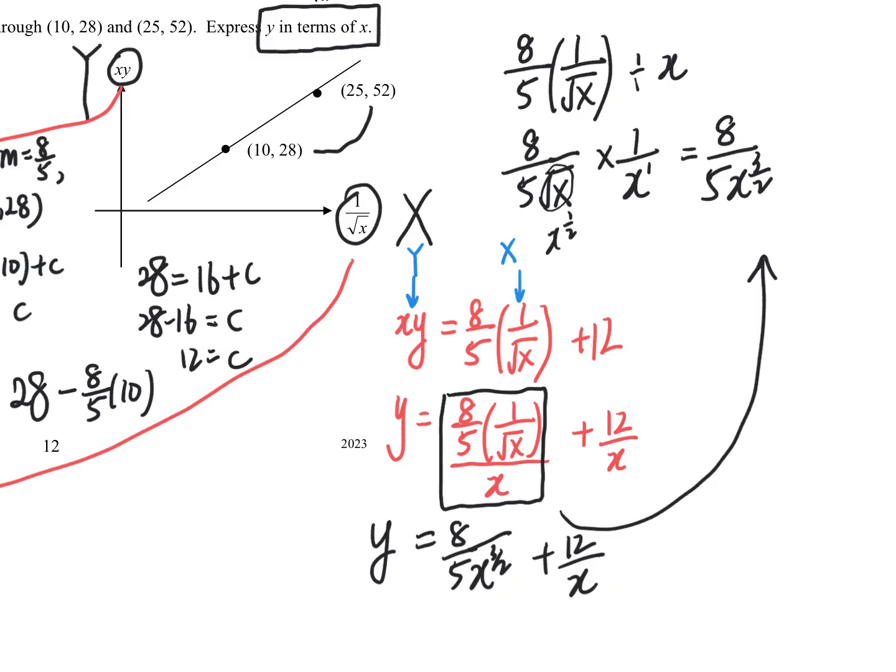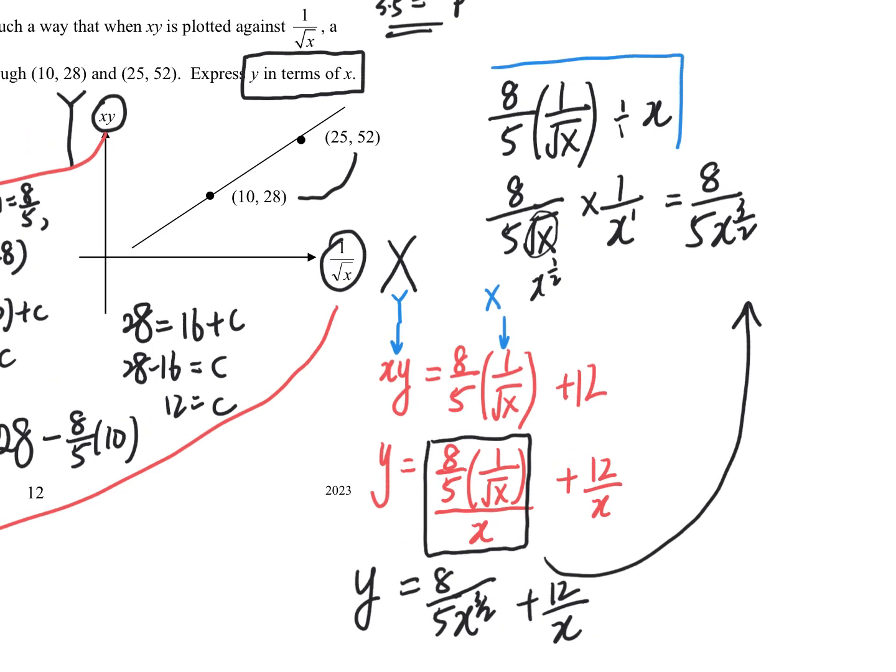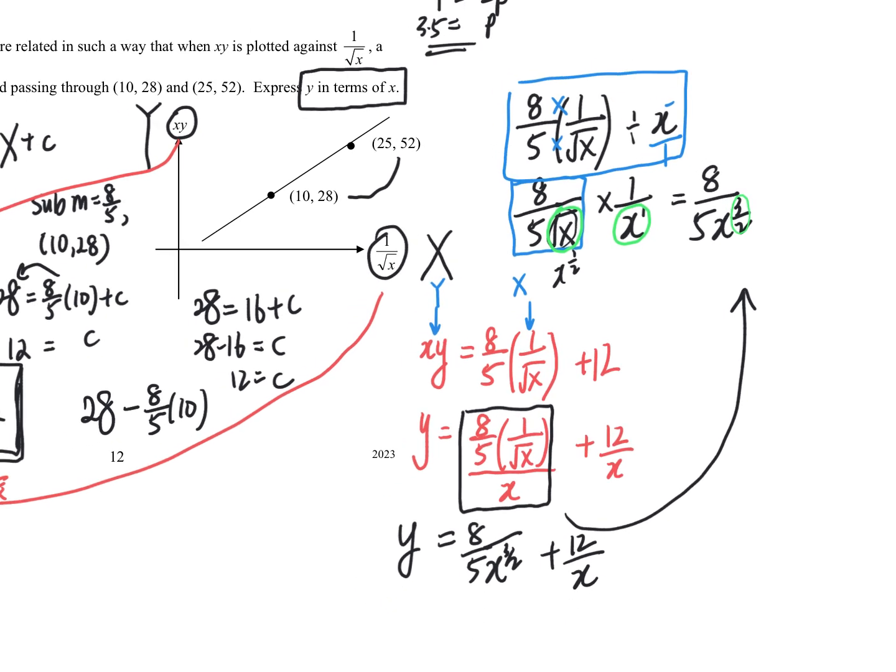Which one? This one? So these two I combine, right? Because it's times. So I write it like that. Divide by x is as good as times 1 over x, correct? So I'm just combining these two by using indices law: x to the power of half plus x to the power 1, so that's why I get 3 over 2. Okay?